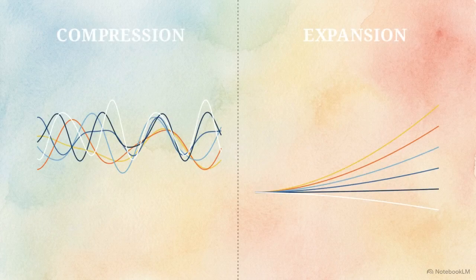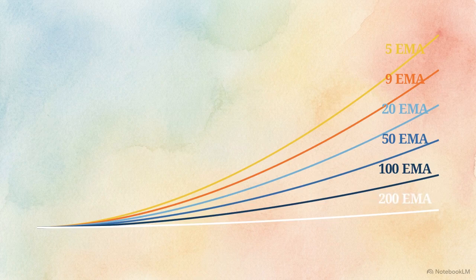Conversely, when a trend accelerates, the ribbon enters expansion. The lines fan out in perfect chronological alignment, from the 5 period on top, down sequentially through the 9, 20, 50, 100, and finally the 200. This perfect expansion mathematically proves that institutional volume is driving the trend in one direction across every single timeframe, from the micro to the macro.